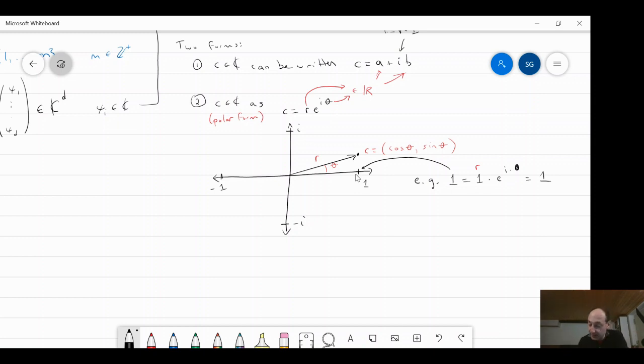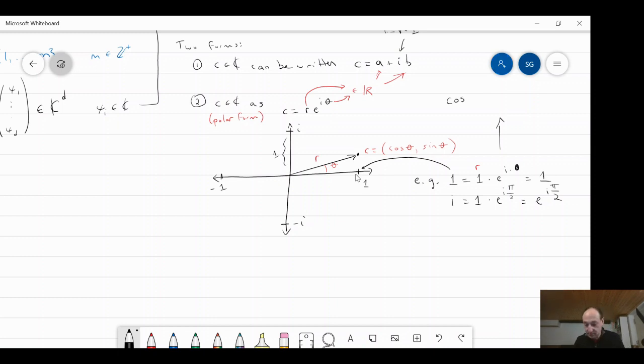And if you want to get i, which is here on the y-axis, then the length of i is 1, so r is 1. Now what is the angle of rotation? The angle of rotation is pi over 2, which is 90 degrees, and so e to the i pi over 2 is equal to i. One way to see this, if you don't want to look at this picture, is to look up Euler's formula for e to the i theta on Wikipedia and see how it breaks down. Maybe this is just worth knowing in general.